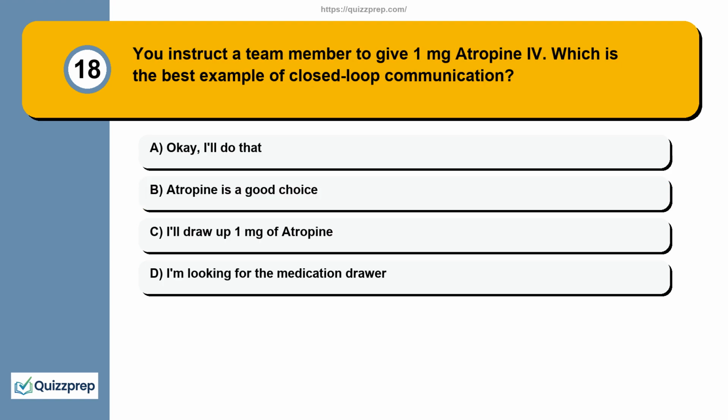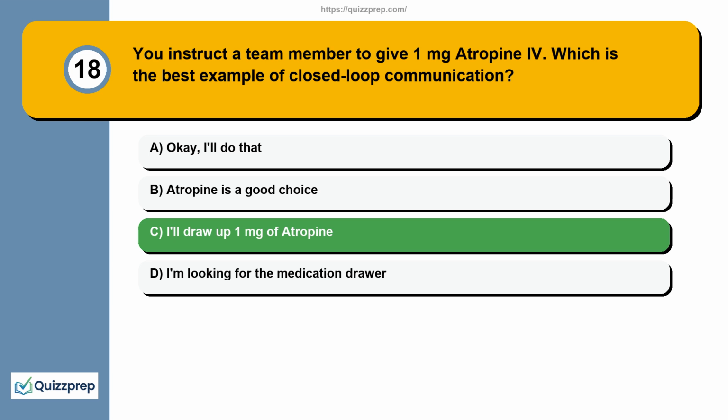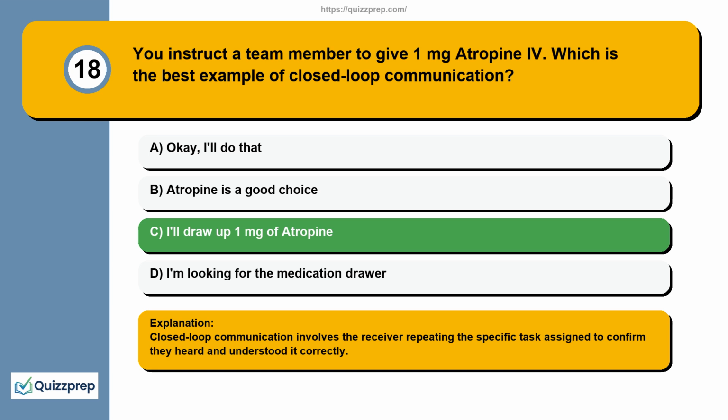Question 18. You instruct a team member to give 1 mg atropine IV. Which is the best example of closed-loop communication? Okay, I'll do that. Atropine is a good choice. I'll draw up 1 mg of atropine. I'm looking for the medication drawer. Closed-loop communication involves the receiver repeating the specific task assigned to confirm they heard and understood it correctly.